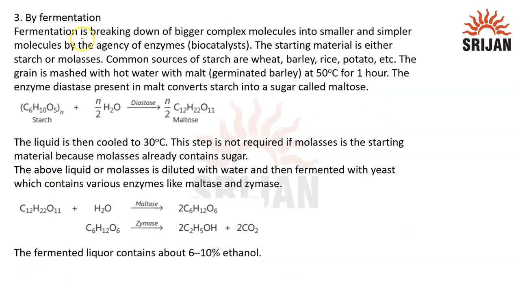The next method is fermentation. Fermentation is the breaking down of bigger complex molecules into smaller and simpler molecules by the agency of enzymes. The starting material is either starch or molasses. Common sources of starch are wheat, barley, rice, and potato. The grain is mashed with hot water with malt at 50 degrees for 1 hour. The enzyme diastase present in malt converts starch into sugar, which is called maltose. Once we get maltose, the liquid is then cooled to 30 degrees. This step is not required if molasses is the starting material because molasses already contains sugar.